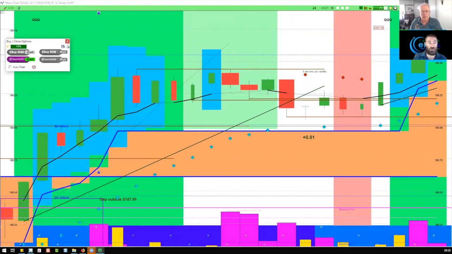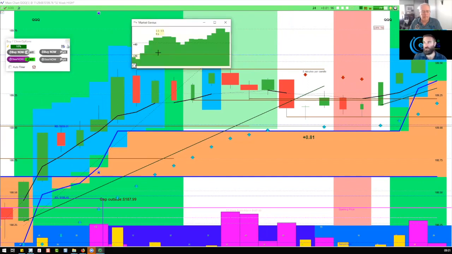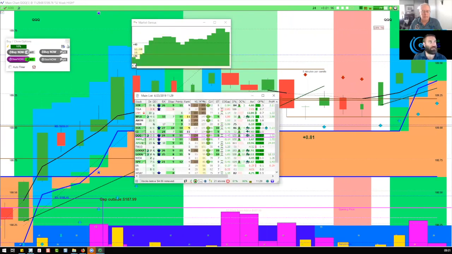However, if you have a longer strategy, I'm just going to pull over some of our additional windows. The Market Genius is looking strong. The Main List is looking strong. The Power Genius is looking strong. And the Minute Log, some of the most important windows and indicators that we have in our system, they're all saying bull run, bull run.